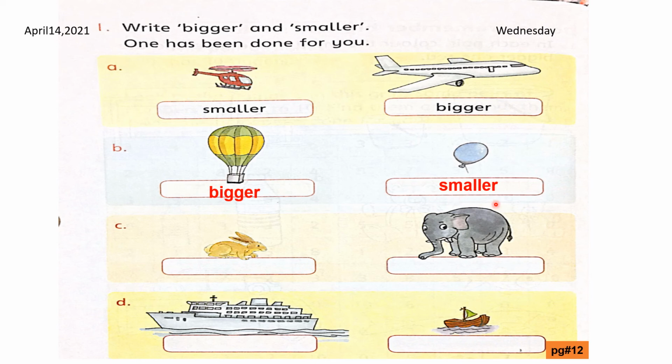So you have to complete this question number C and D yourself. Otherwise, we will complete in Zoom class. Students, I hope all of you have understood. Remember these spellings, bigger and smaller.